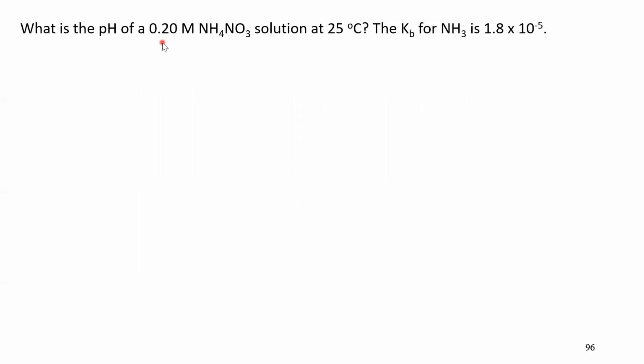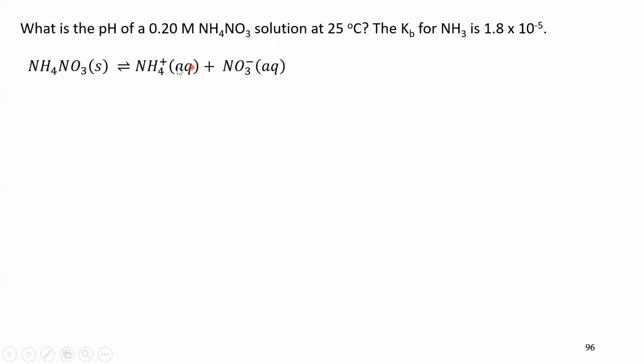So we have 0.20 molar ammonium nitrate. And it gives us the Kb for ammonia. Again, a little bit of an indicator about what we're going to be doing with this salt. So the first thing we have to do is write the dissociation of our salt, break it up into its ions. Think about what it breaks up into. It's ammonium nitrate. All right, so we've got ammonium nitrate is going to break up into ammonium ions and nitrate ions.